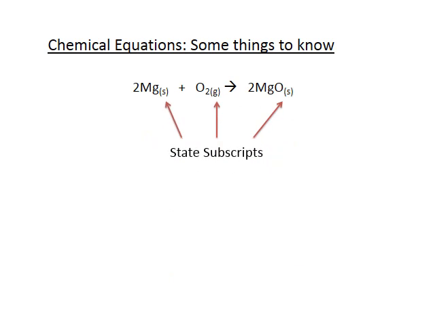Another thing to note is that in many chemical equations we'll have these little letters next to each of the substances. These are the state subscripts. So S stands for solid, G stands for gas, and this equation doesn't contain it, but L would stand for liquid, and occasionally we will see AQ, and AQ stands for aqueous, and aqueous is just a fancy word for dissolved in water.